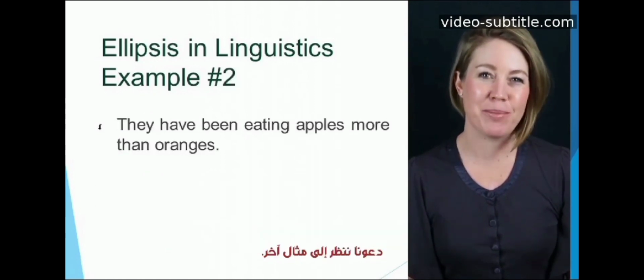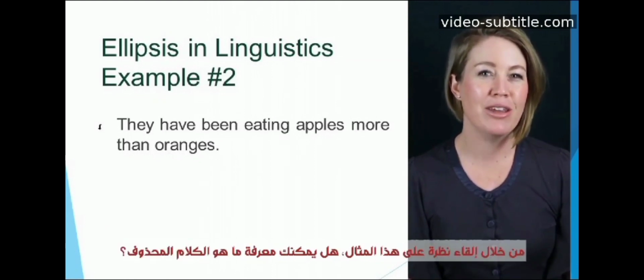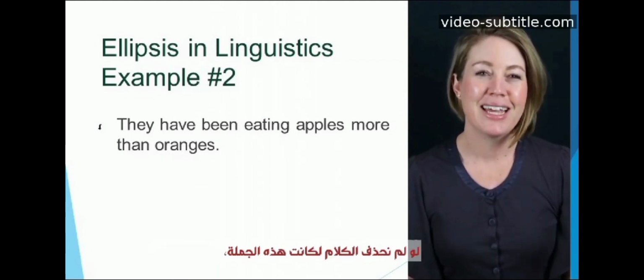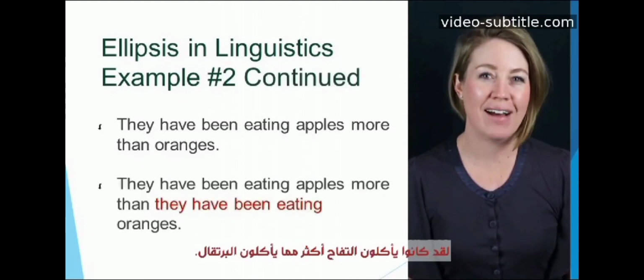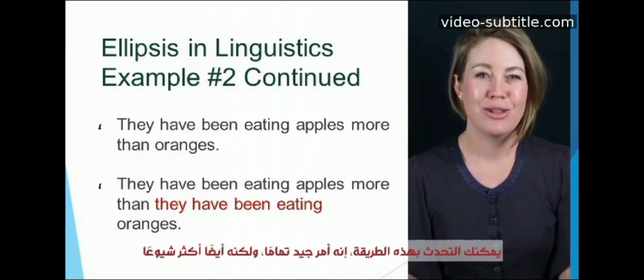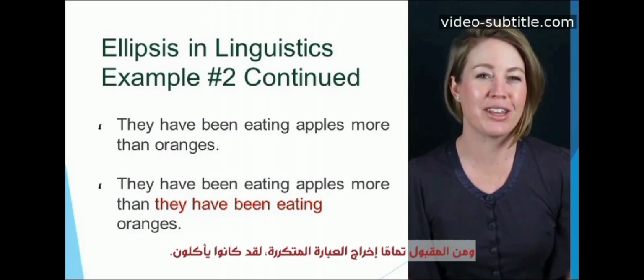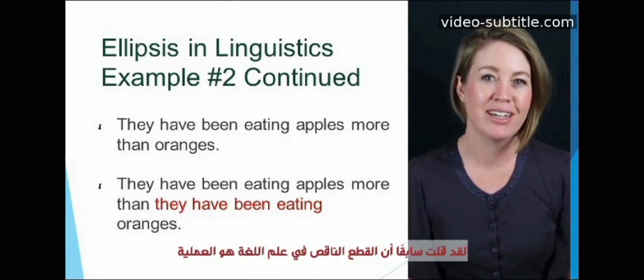Let's look at another example. They have been eating apples more than oranges. By taking a look at this example, can you figure out what the omitted speech is? Pause the video if you need to, because I'm about to tell you. If we didn't omit speech, this sentence would be, they have been eating apples more than they have been eating oranges. You can talk like that, it's perfectly fine, but it's also more common and perfectly acceptable to take out the repeated phrase, they have been eating.